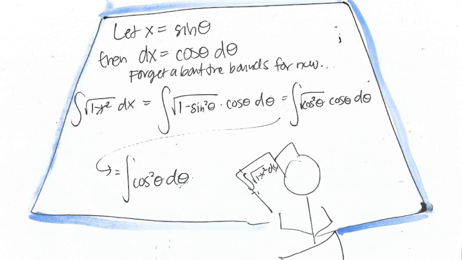Okay, let x equal sine theta. dx is cosine theta d theta. Forget about the balance rule. The square root of 1 minus x squared dx is the square root of 1 minus sine squared theta times cosine theta d theta, which is the square root of cosine squared theta times cosine theta d theta. So that's the integral of cosine squared theta d theta.